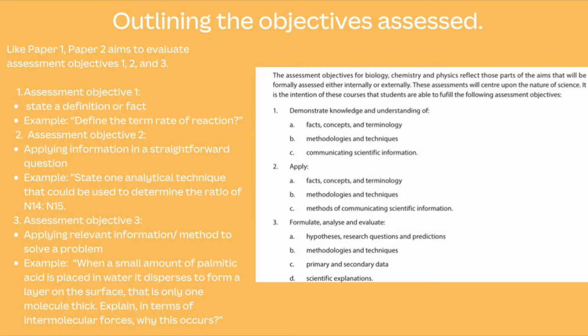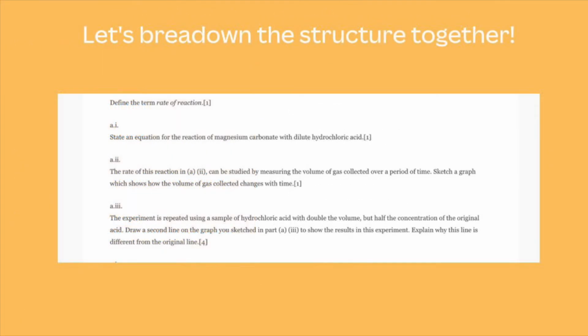Now that we've understood the expectations from the examiners, let us break down the structure of a typical question together. Here I have taken a question from paper 2 and we see the first question asking us to state the definition of the term rate of reaction. This is assessing objective 1 and it is extremely important here to use the appropriate scientific terminology and look at the command term to answer the question appropriately. The next question, which is to state an equation for a reaction, requires you to apply your knowledge to answer a 1-marker, assessing objective 2.